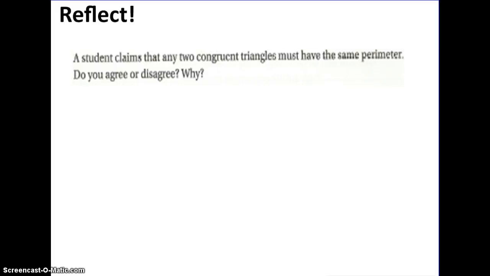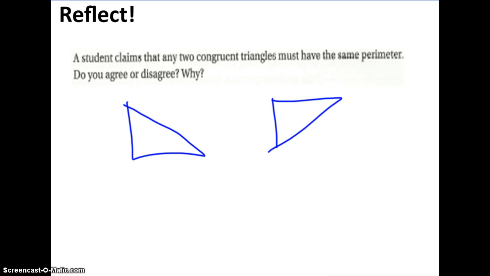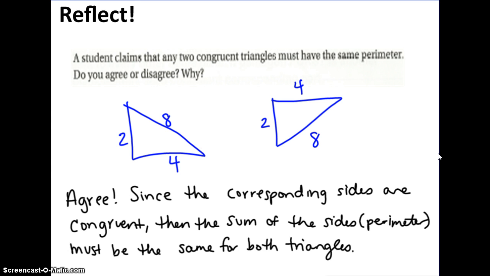Alright, so a student claims that any 2 congruent triangles must have the same perimeter. Do you agree or disagree, and state why? Okay, if I have 2 congruent triangles, let's see, like this and like this. Say this is 2, 4, and 8, because this triangle is congruent to this one, it must also be 2, 4, and 8. Now perimeter is when I add up all the sides. Since all the sides are the same, the perimeter is going to add up to be the same. So we agree, since the corresponding sides are congruent, the sum of the sides, or my perimeter, must be the same for both triangles.